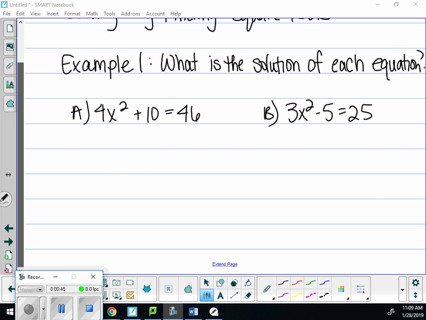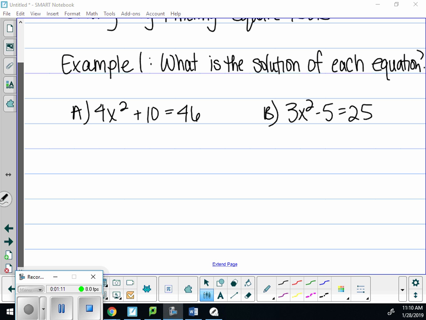So what's the solution of each equation? So we are looking at equations that have an x squared in them, but it's not like there's an x in them as well. So we can just treat this like we would treat any equation. We're trying to get the x by itself. So what is our first step in getting x by itself?